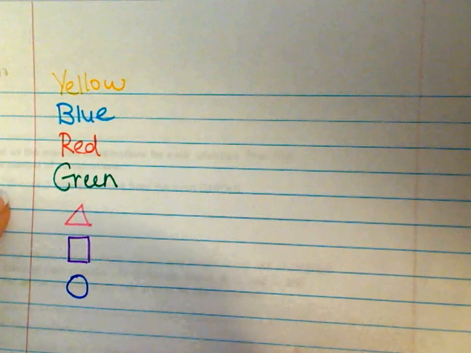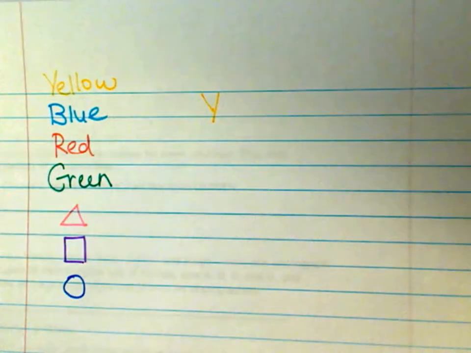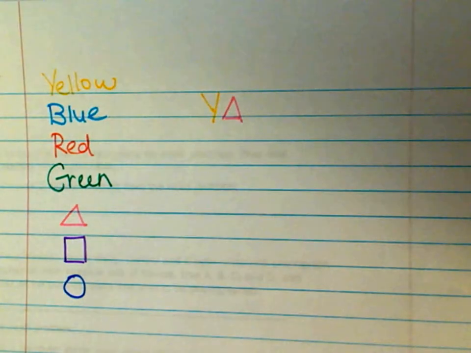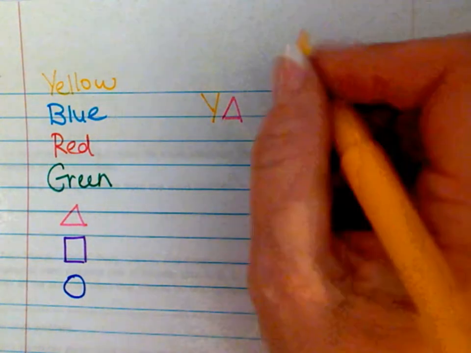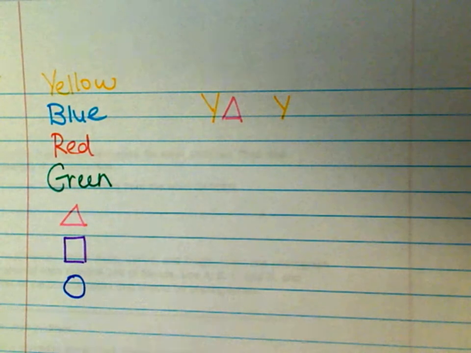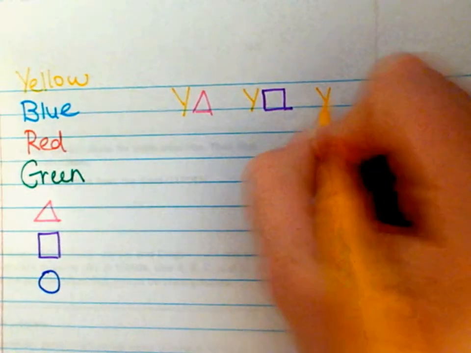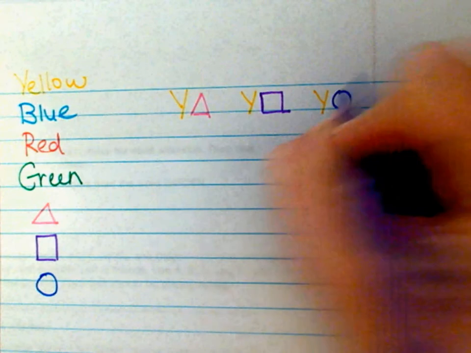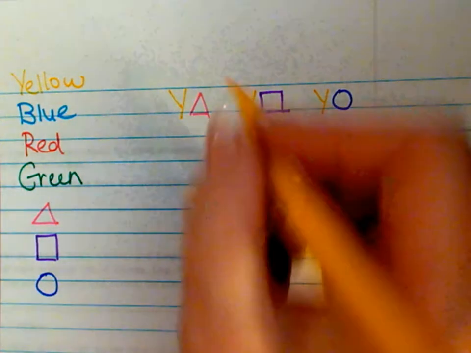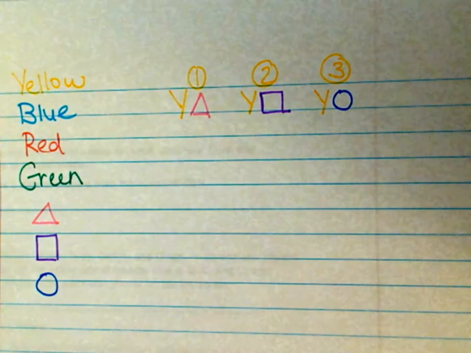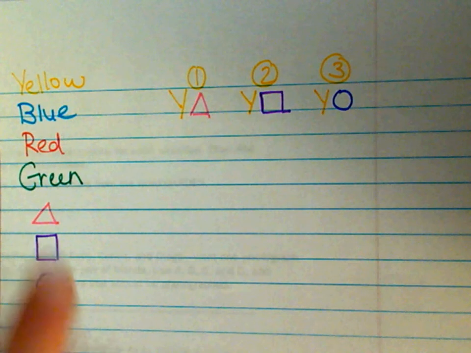So looking at my list, I'm trying to figure out how many possible combinations I can make without making duplications. So I could do a yellow tile and a triangle. Now to organize so that I don't miss anything, I'm going to try to get all the possible combinations with yellow out first. So then I could also do yellow and the square. I could also do yellow and a circle. Well, so far I have 1, 2, and 3 possible combinations. It looks like I'm done with yellow.